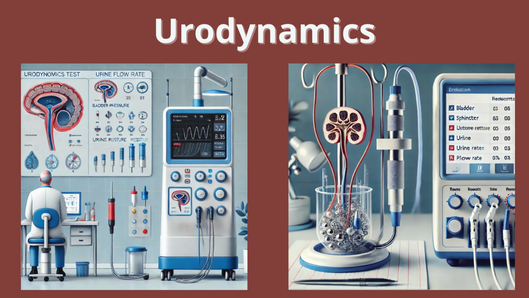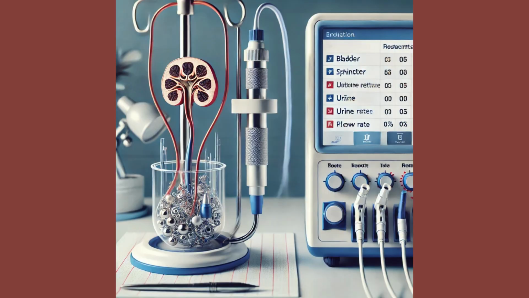Urodynamics is a group of tests that evaluate how well the bladder, sphincter, and urethra store and release urine. These tests help diagnose lower urinary tract issues, such as incontinence, frequent urination, and trouble emptying the bladder. Doctors use urodynamic tests to measure bladder pressure, urine flow rate, and detect abnormalities in the urinary tract.